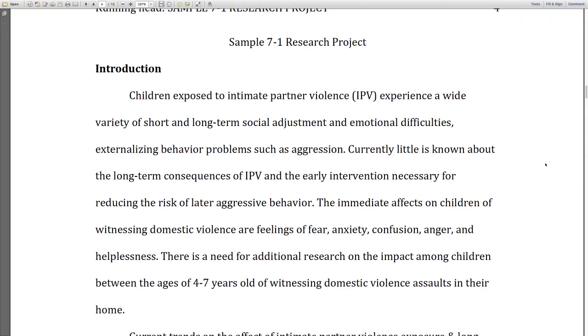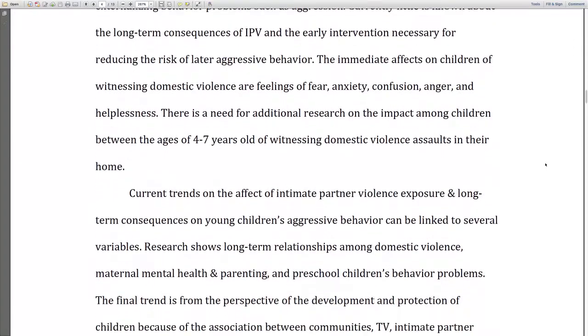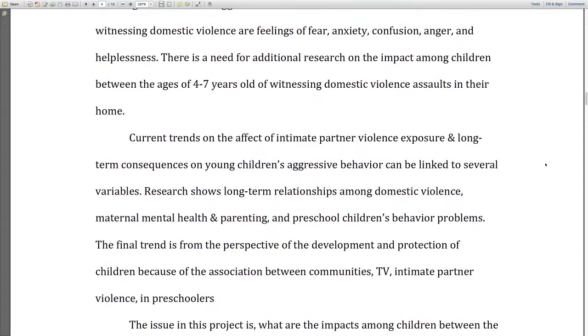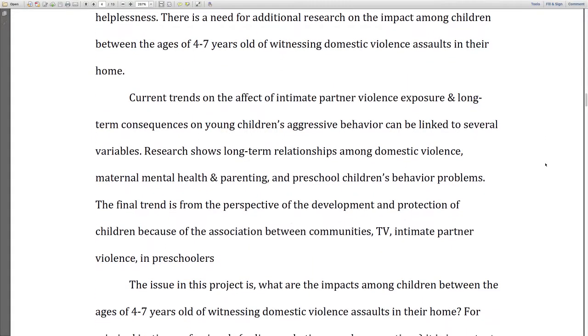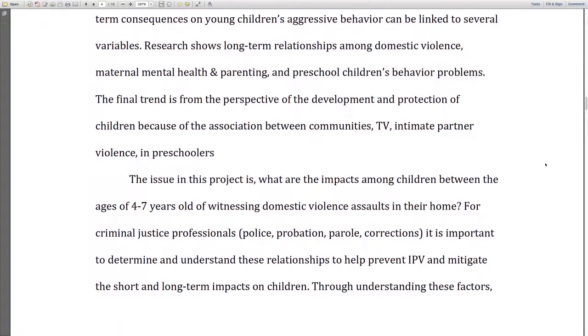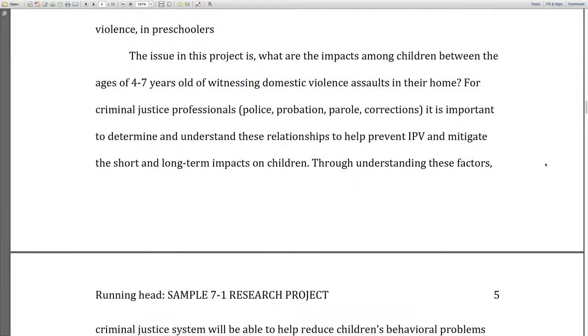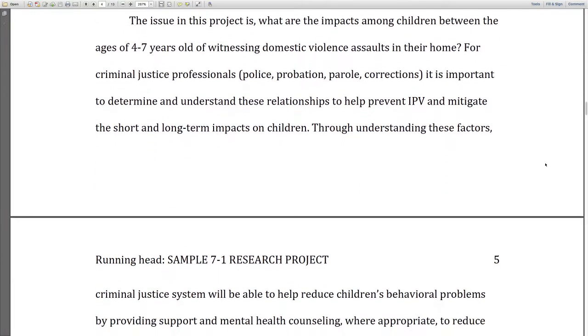Okay, so when you look at that, it's children exposed to and blah blah blah. This all comes from the very first paper. And I'll just scroll along slowly. I'm not going to read the whole paper to you. Here it's referred to as an issue, not a research question.